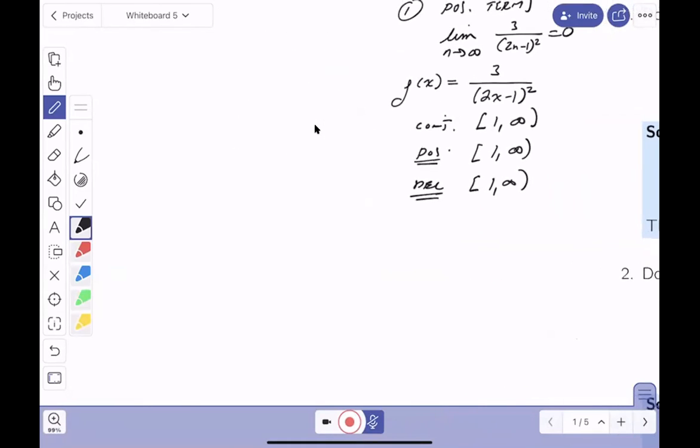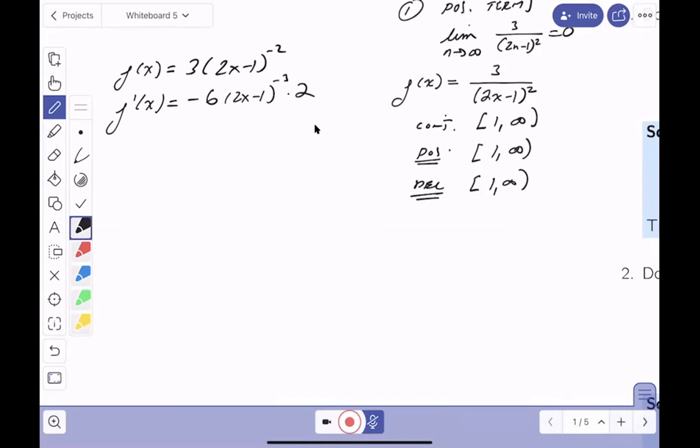Now, if you're really retentive, what you could do, I'll write this down for you, is differentiate. What do you get over there? Minus 6, 2x minus 1 to the minus 3, times 2. Let's put this over here. This would be minus 12 over (2x minus 1) cubed. And I'm going to start at 1.